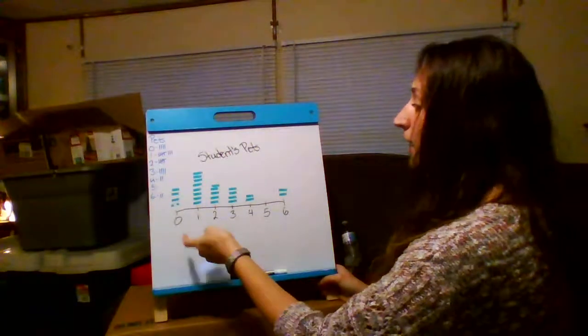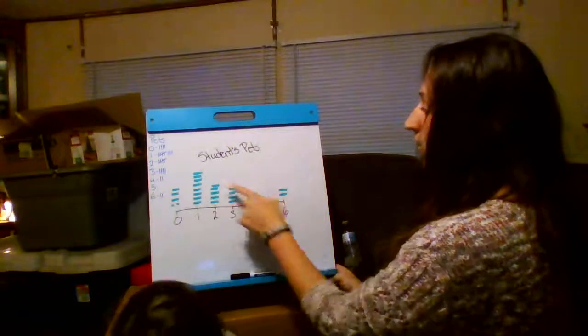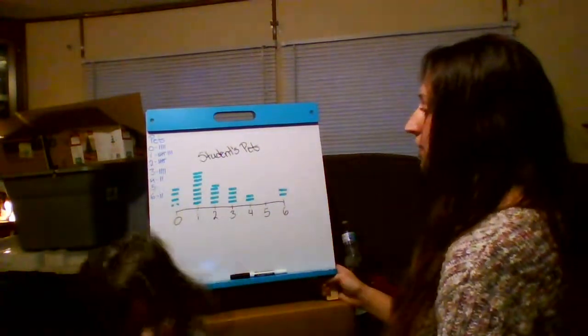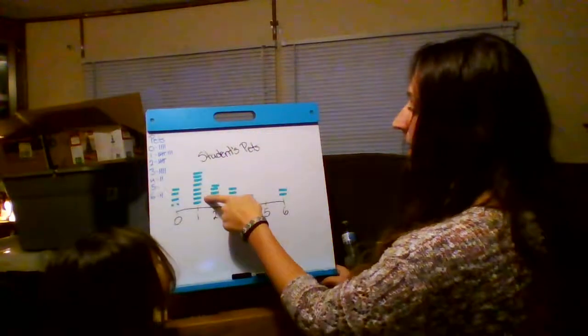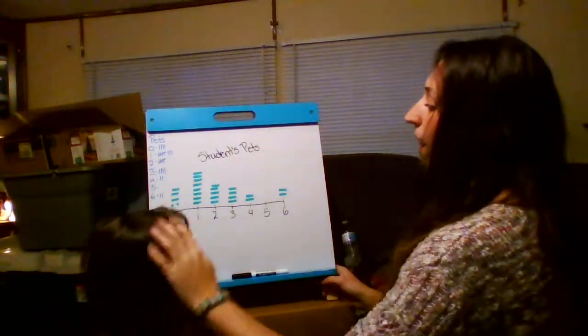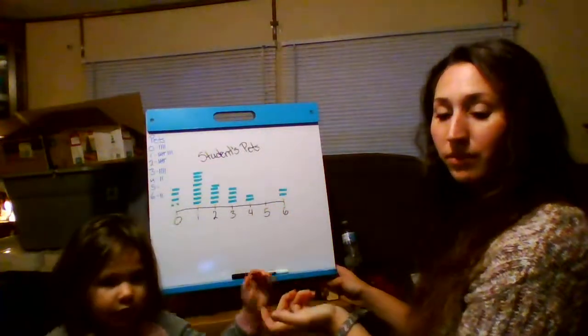From this number line, we can gather the data of how many students are in the class by counting the tallies we have. So there's 25 students in the class. We can see that 8 students have 1 pet, but nobody has 5.